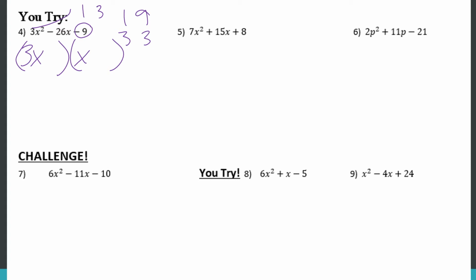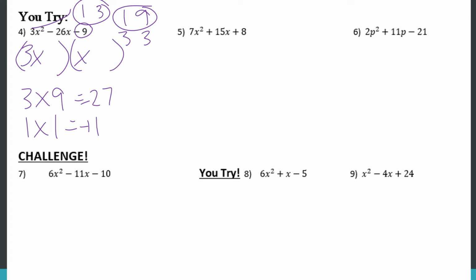And the question is, I want to get 26. Well, right away I see a 3 and a 9. I know I get 27. That's really close to 26. So if I'm going to use 3 times 9 to get 27, if I combine this one with this one, then I still have 1 times 1, which equals 1. And if I subtract them, I am going to get 26. So I want negative 26, so I want a large negative this time, and positive 1. So that means I am going to use a negative 9 and a positive 1.